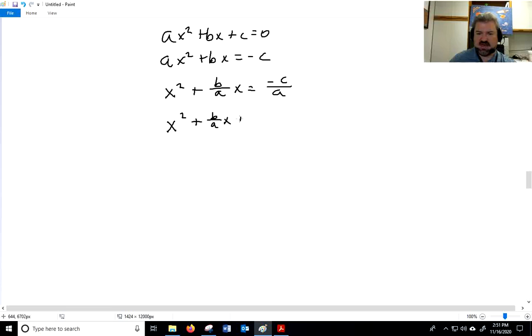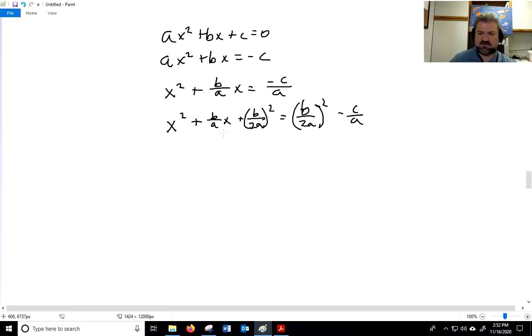So we're going to take half of b over a, which means b over a over 2, which ends up being b over 2a. Just double the denominator. But we're going to square it, and I'm going to add that to both sides. And just for convention's sake, I'm going to put the b over 2a squared in front here.